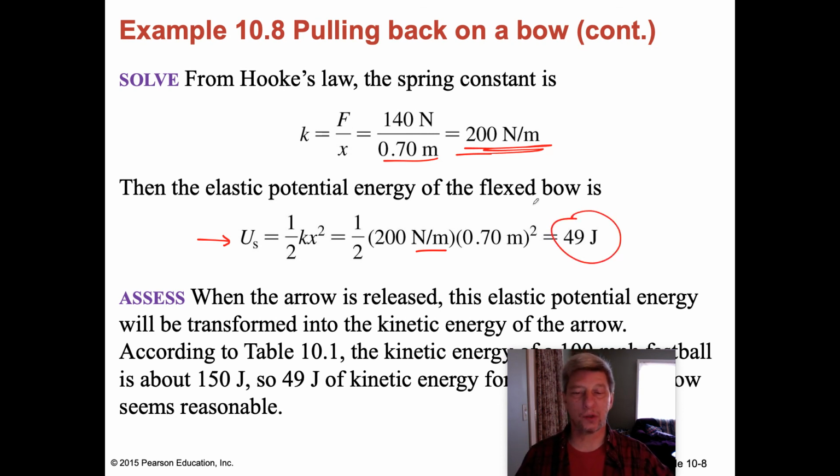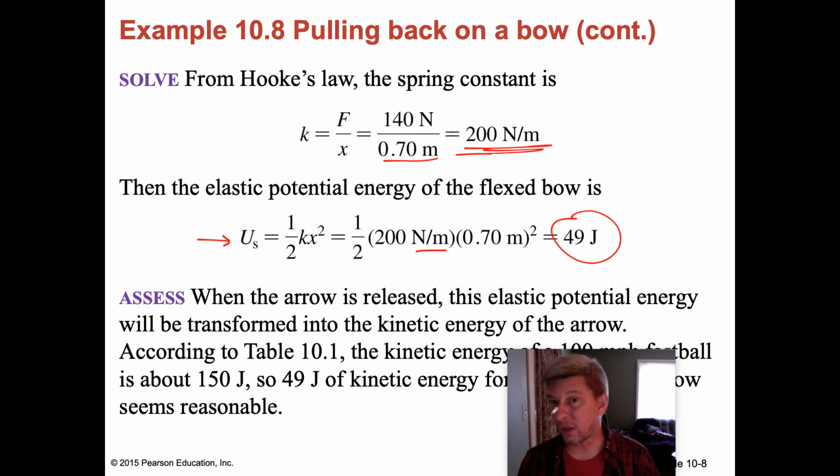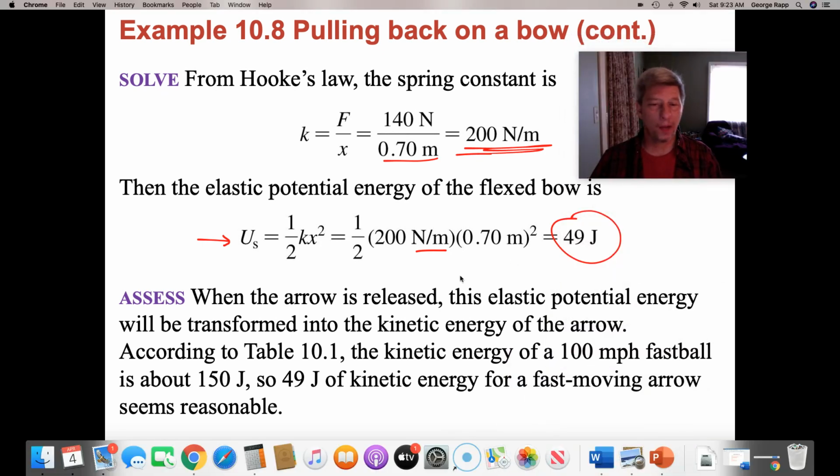of elastic potential energy. Now, interestingly enough, if you then release the bowstring, how much kinetic energy does the arrow have? Well, assuming that no energy is lost as heat or due to friction, which is not really accurate, but let's assume that, then the arrow will now have 49 joules of kinetic energy. So when the arrow is released, the elastic potential energy will be transformed into the kinetic energy of the arrow. And so 49 joules is a reasonable quantity for the kinetic energy of an arrow.